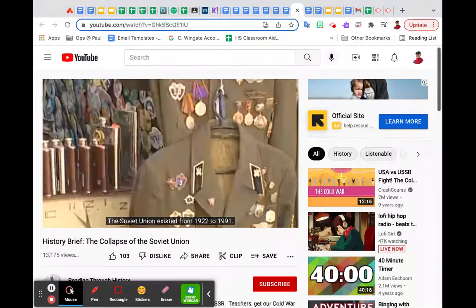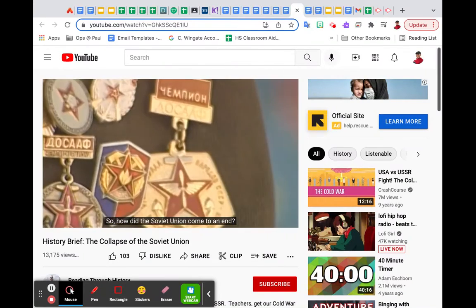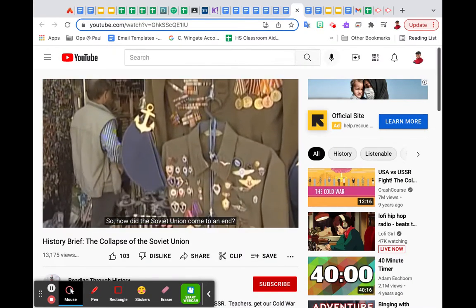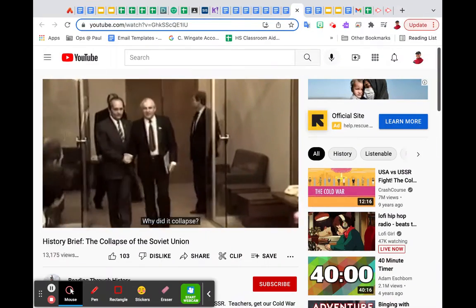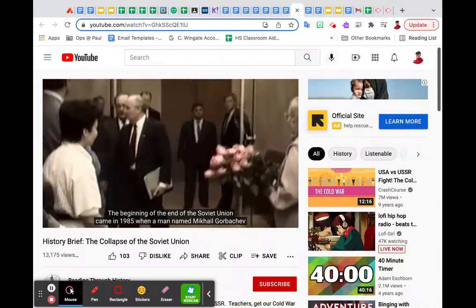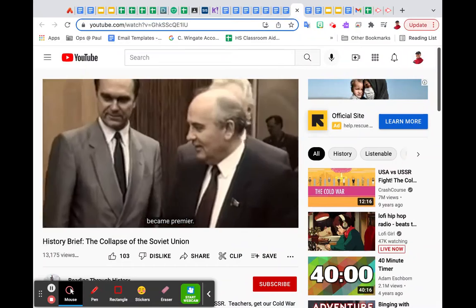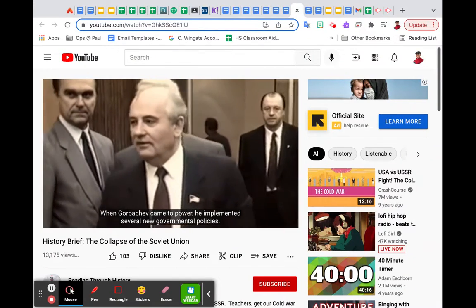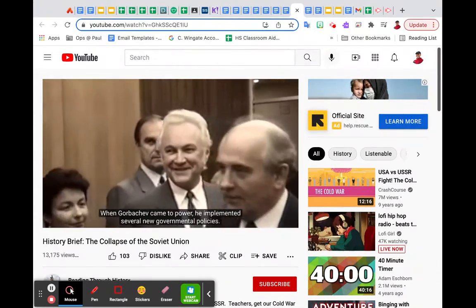The Soviet Union existed from 1922 to 1991. How did the Soviet Union come to an end? Why did it collapse? The beginning of the end of the Soviet Union came in 1985 when a man named Mikhail Gorbachev became premier. When Gorbachev came to power, he implemented several new governmental policies.